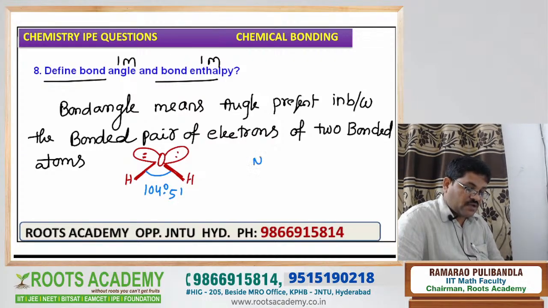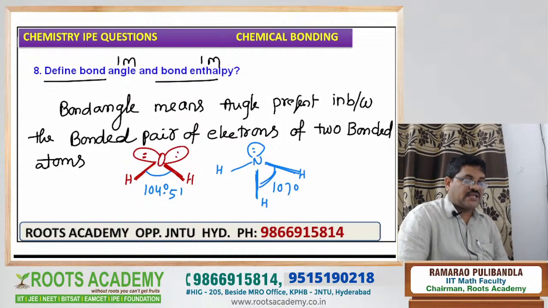Take the example of ammonia. The example of ammonia is what? Just write one example for the 1 mark question. Here is a lone pair. These are bonded atoms, bond pairs. In between the bonded pair of electrons, the bond angle is 107 degrees. Write the example like that.